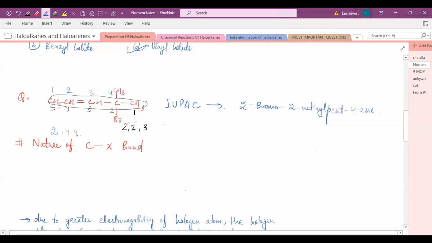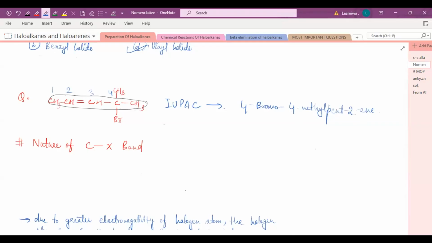आपको double bond को ज़्यादा preference देनी है. You have to give preference to the double bond. आपको ज़्यादा preference किसे देनी है? Double bond को. So you should start the numbering from this side, not this side. Okay, ma'am. So what will be the name now? It will be 4-bromo-4-methylpent-2-ene. So that's the correct name.